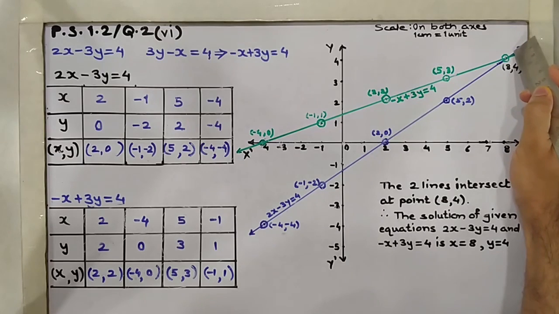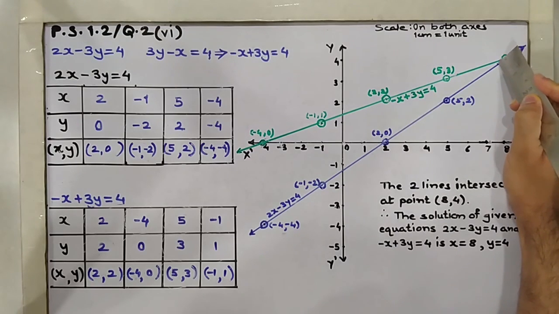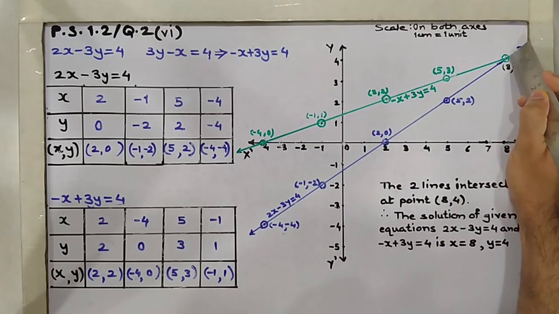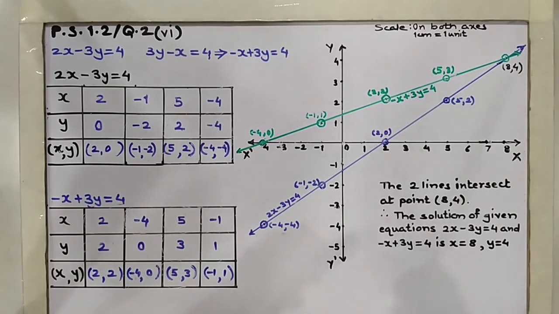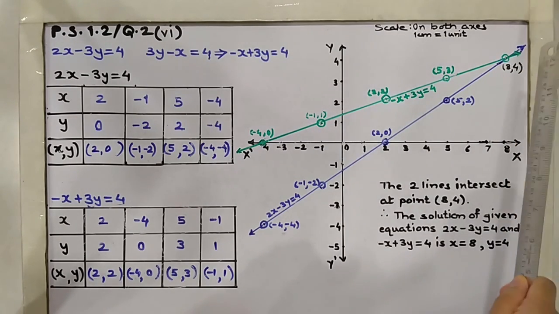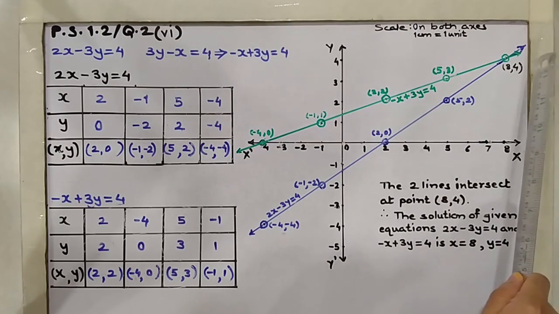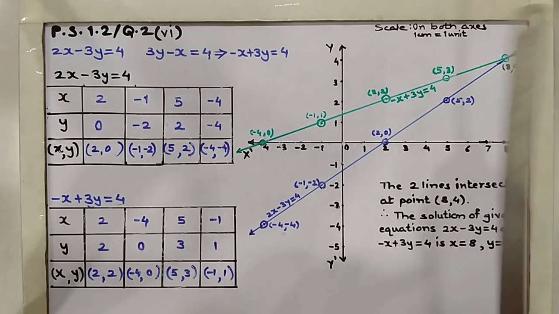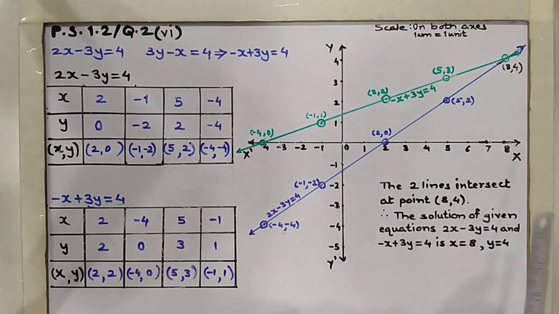These both lines are intersecting at this point. The point is (8, 4). X coordinate is 8 and y coordinate is 4. So therefore the solution of the given equations 2x minus 3y is equal to 4 and minus x plus 3y is equal to 4 is x is equal to 8, y is equal to 4.